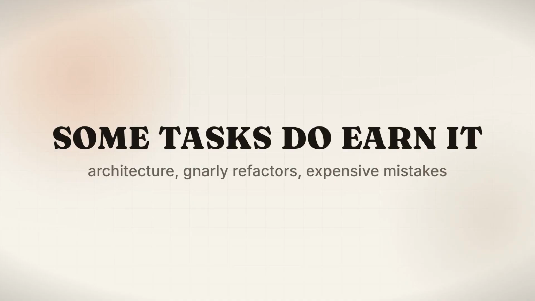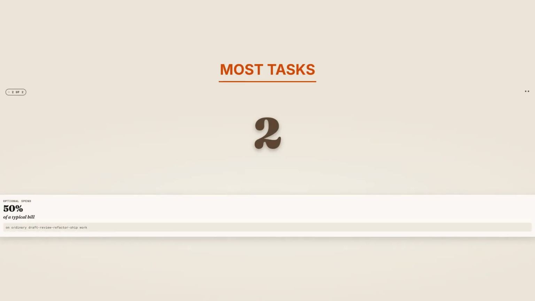None of this means the expensive tier is worthless. Some tasks genuinely need the extra headroom: architecture decisions, gnarly refactors, anything where being wrong is expensive. But most tasks aren't that. Most are the 4 passes from earlier: draft, review, refactor, ship, and for those, 50% of your bill is optional.